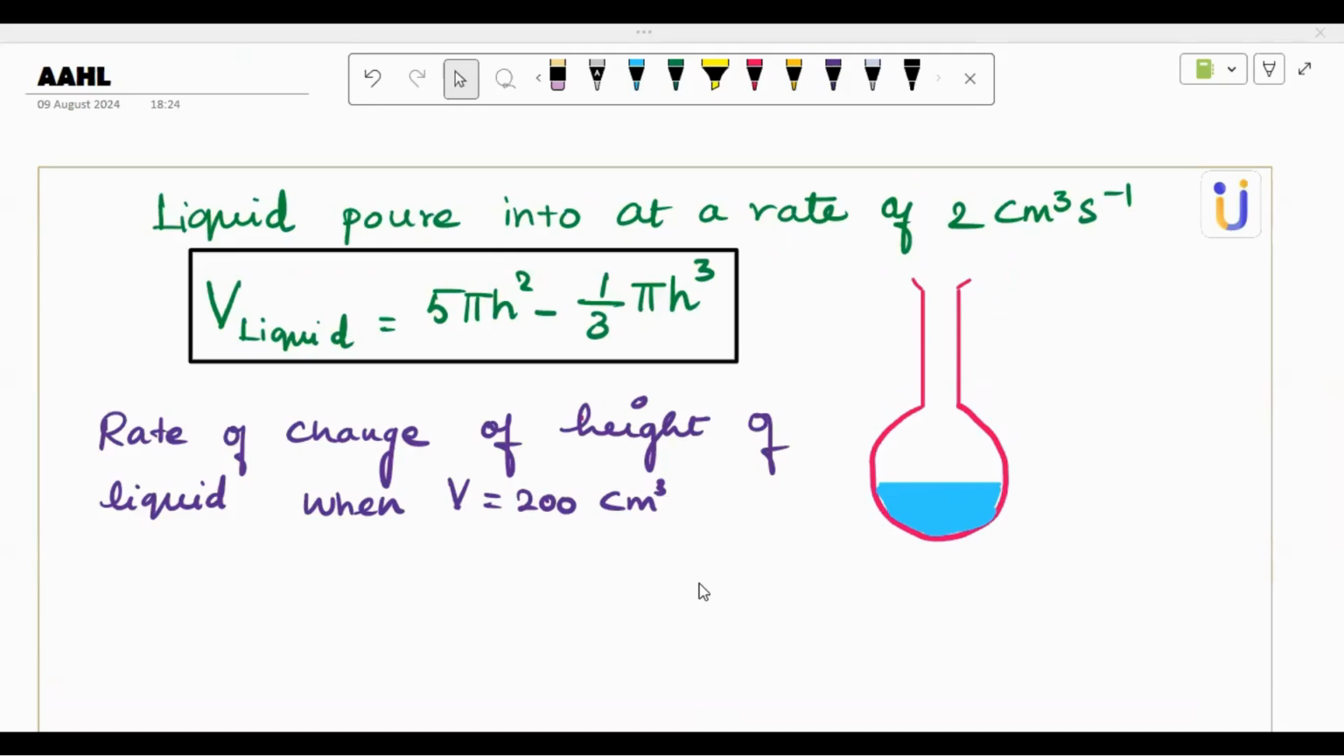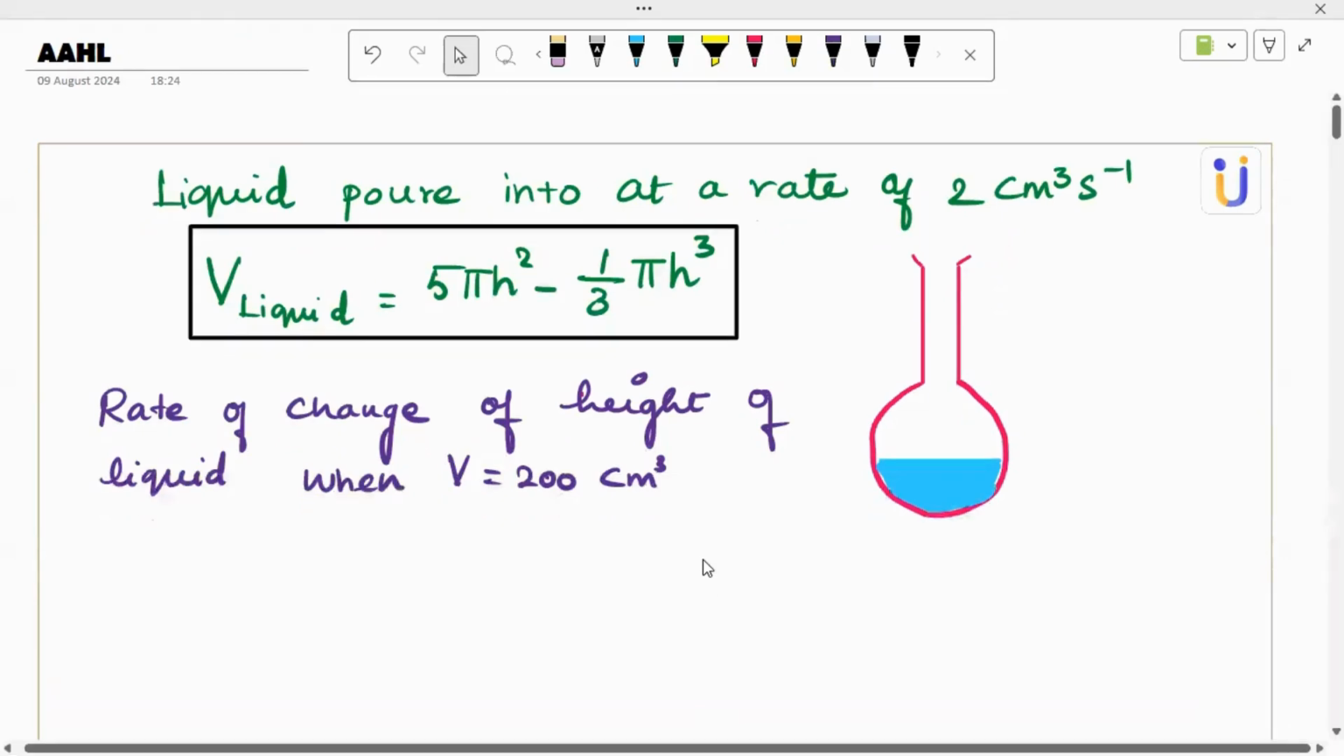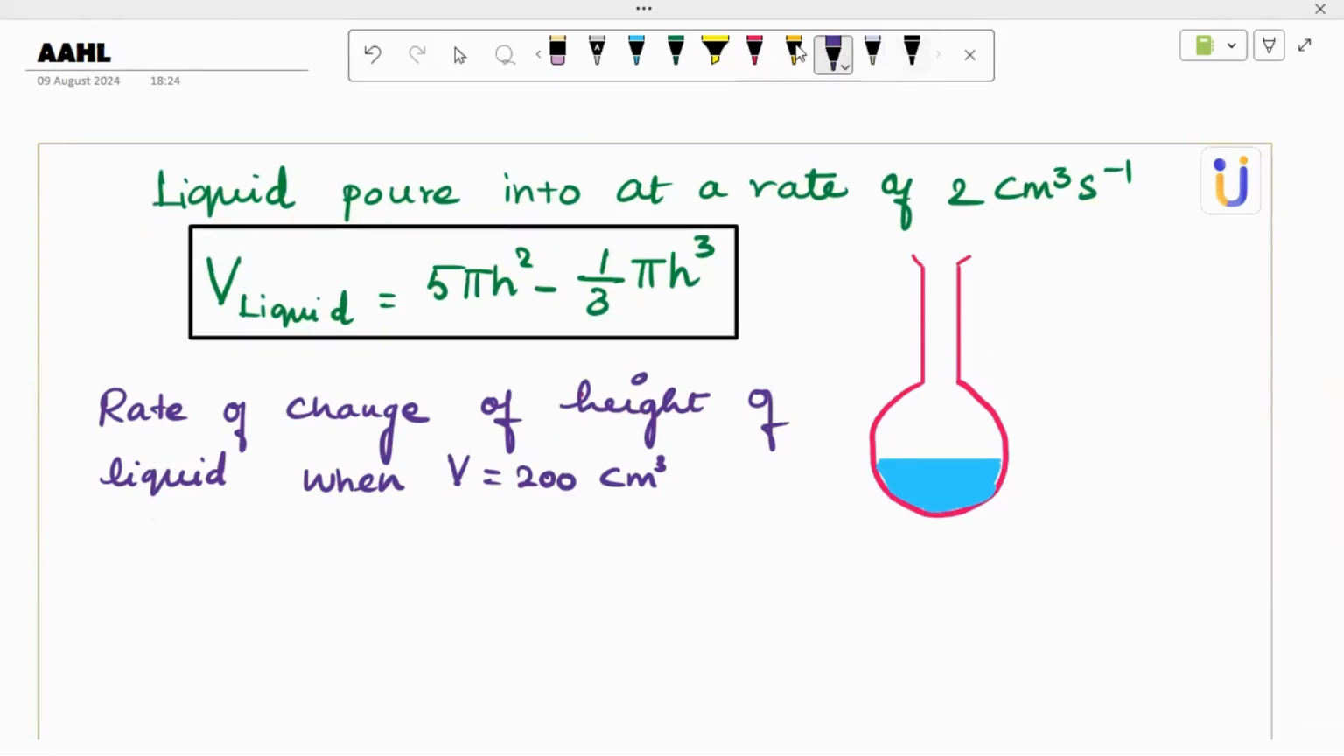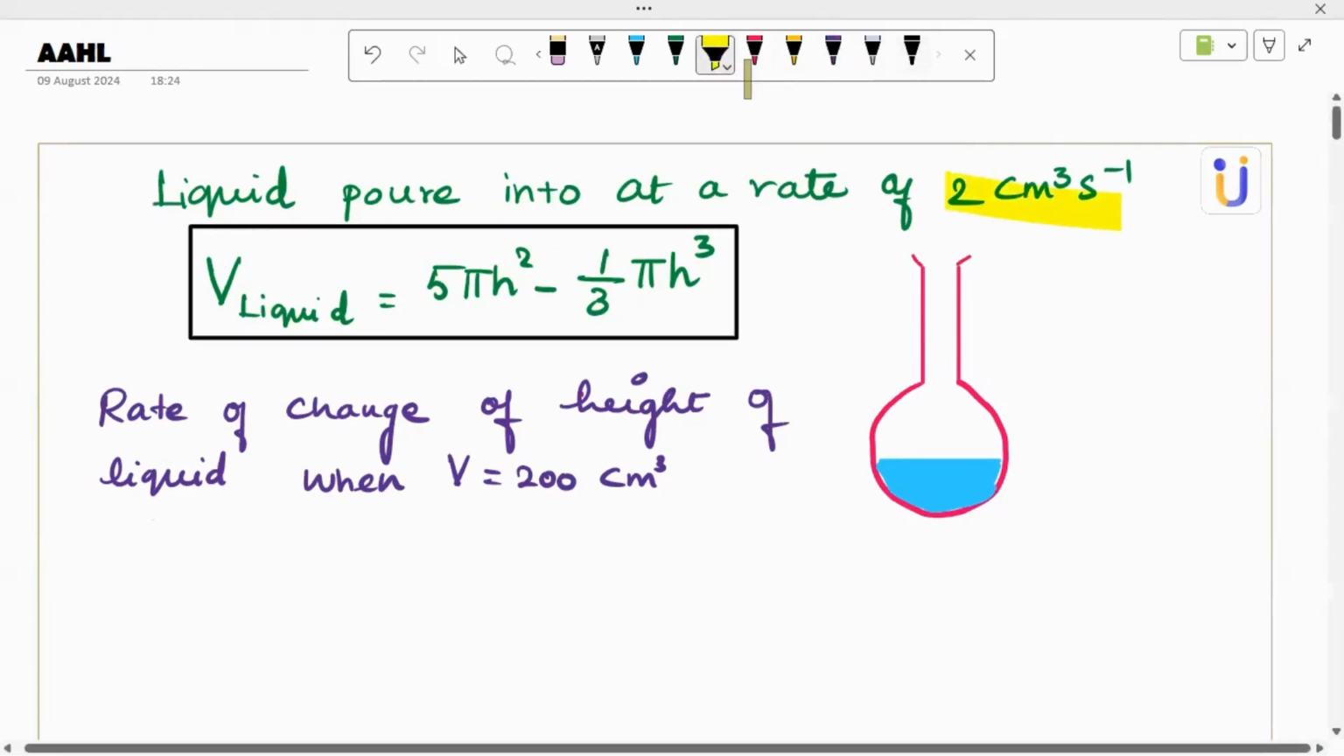Right, so here a flask is given, which is spherical in its bottom and it has a cylindrical neck. Initially the flask is empty and we are pouring a liquid into the flask, and that rate is given over here. That rate is 2 centimeter cube per second.